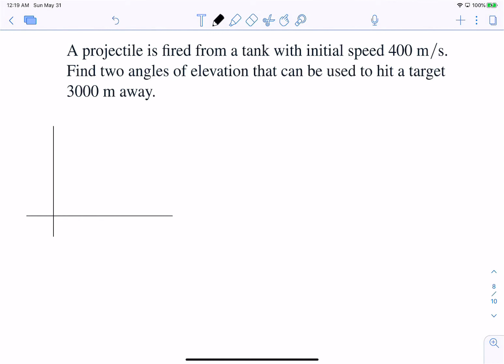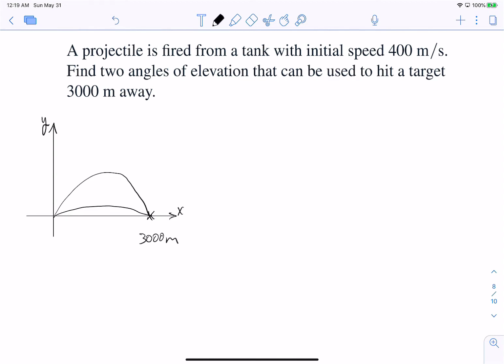Now, I don't think that the author wanted us to try to guess how tall a tank is. So I'm going to assume that the tank is being fired with its cannon from a hole in the ground. Anyway, we're shooting from a height of 0. We want to hit a target that's 3,000 meters away. And the idea that there are two angles of elevation that can make that happen, I'm thinking there's one that's probably like lobbing it over there, and then one that's kind of like shooting across the ground.